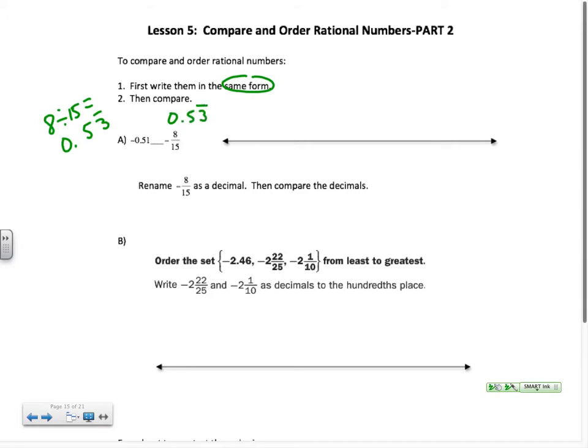I know how to compare numbers. I always look at my first digit in the ones place. They're the same. Zeros are the same. So I move to my tenths place, and both are fives. So now I have to move to my hundredths place. So I'm really comparing right here a 1 and a 3. But remember, they're negative. So which one is going to be to the right on the number line?